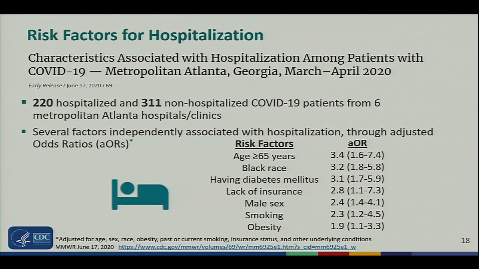And finally, there was an MMWR published last week evaluating characteristics associated with hospitalization among patients with COVID-19 from 6 Metro Atlanta hospitals and clinics. There were 222 hospitalized and 311 non-hospitalized patients included. Several factors were independently associated with hospitalization, including age 65 years and older, Black race, having diabetes mellitus, lack of insurance, male sex, smoking, and obesity.